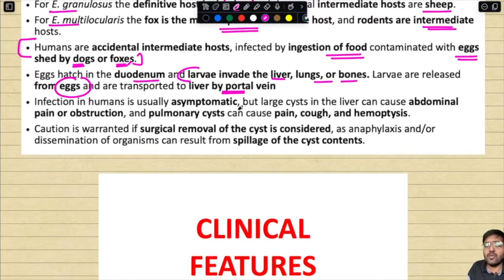Infection in humans is usually asymptomatic, but a large cyst in the liver can cause abdominal pain or obstruction, and pulmonary cysts can cause pain, cough, hemoptysis. Caution is warranted if surgical removal of the cyst is considered, as anaphylaxis and/or dissemination of organisms can result from spillage of the cyst contents.